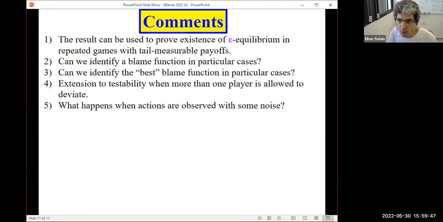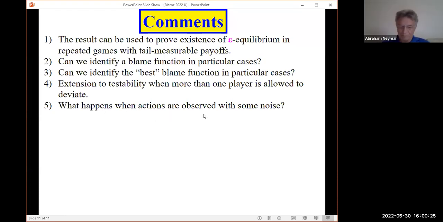What happens when more than one player is allowed to deviate? We have ideas, but we don't have any explicit result about whether we can identify deviations by more than one player. What we do know is that if 5 players deviated, then we have a blame function that blames 5 players; at least one of them will be guilty, but the other 4 may be innocent. So this is not what we want. We would like to actually identify the 5 deviators. We are not there yet.